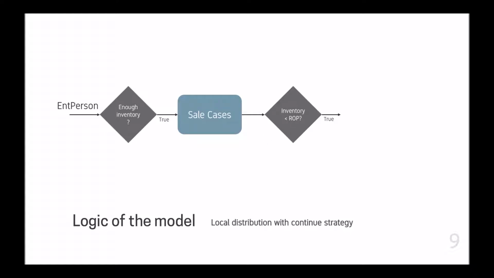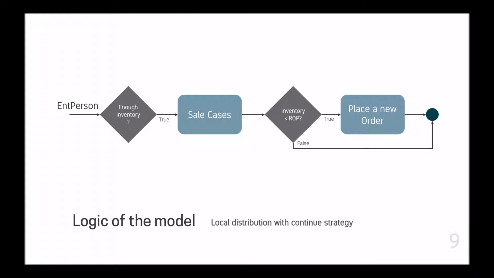If there is enough to fulfill the demand, the sale is made. That means the inventory decreases in factor of the demand. After this action, the level of the inventory must be compared with the ROP. If the inventory is below the ROP, the country places a new order to Asia. If not, the process ends.